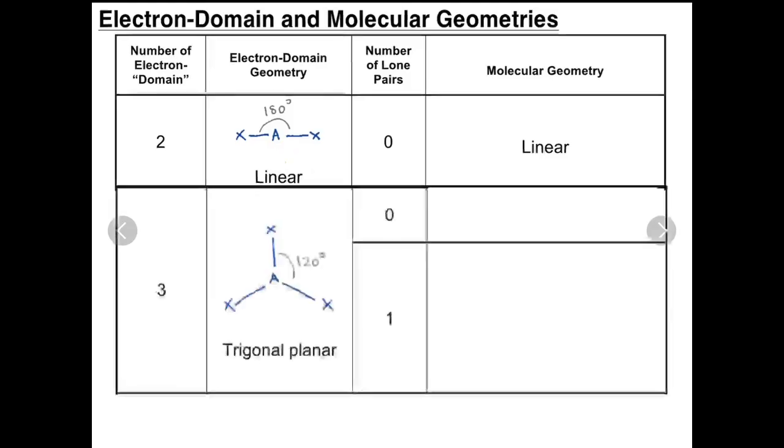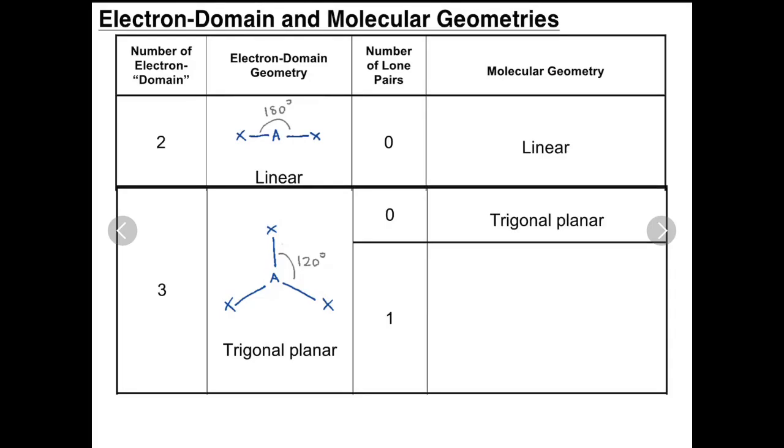Now if you have three electron domains, we learned previously that this is called trigonal planar. For trigonal planar, when there is no lone pair, the molecular geometry and the electron domain geometry will be the same, because molecular geometry only excludes the lone pair. If you don't have any lone pair, it's going to be the same as the electron domain geometry. So with no lone pair in trigonal planar, the molecular geometry is still trigonal planar.